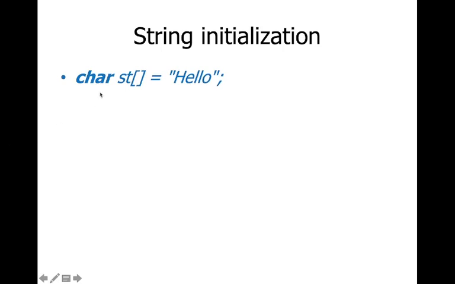This is an example for string initialization. We have already seen the same thing when we saw arrays. Here we initialize like this: char st, and we are not specifying any length. The size is not specified here. Equal to, within double quotes we mention the string hello. This hello will be stored in this st array. There will be 5 characters plus that \0. So st will be of size 6.